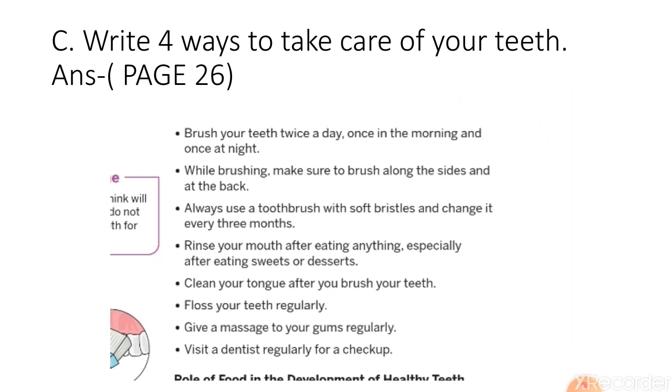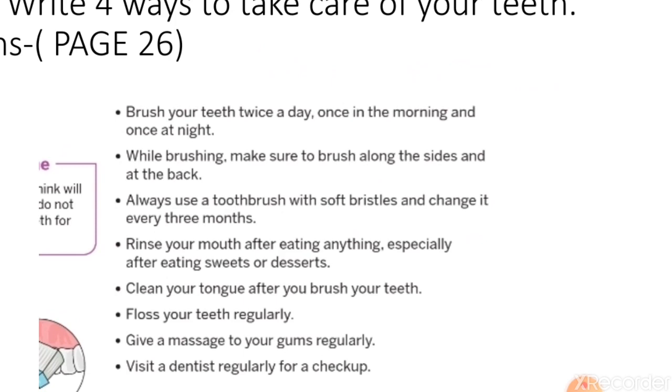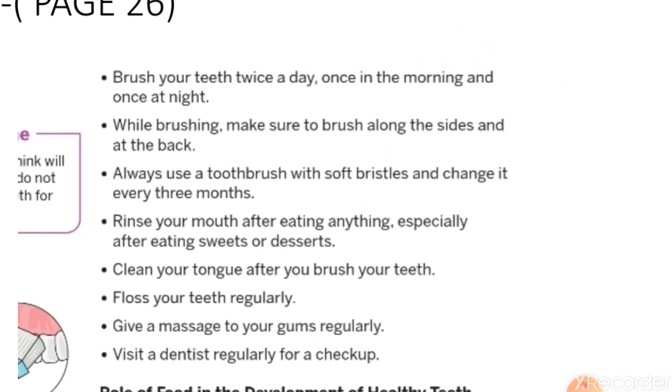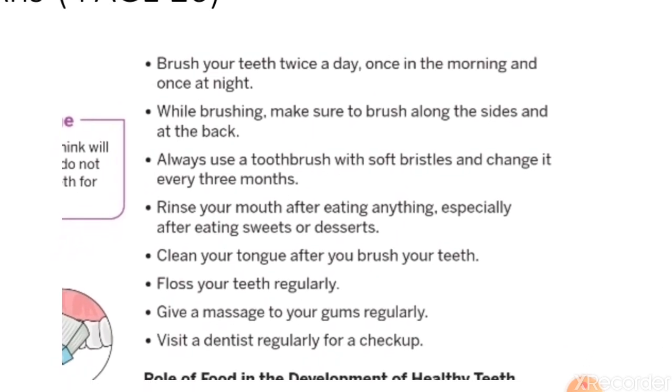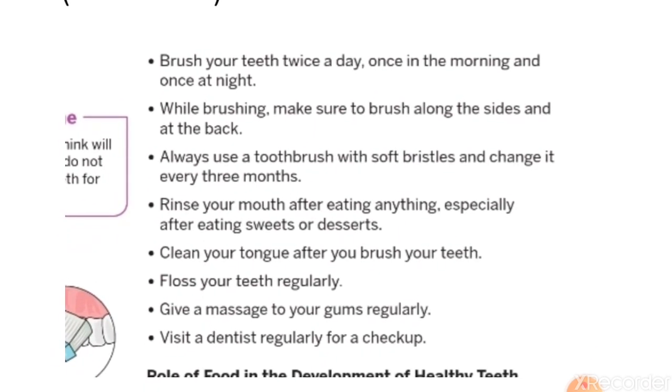Next is, write 4 ways to take care of your teeth. Okay, any 4 ways you have to write, any 4 reasons, by which you take care of your teeth. In your book page number 26 some points are given. You can write from the textbook, like brush your teeth twice a day, once in the morning and once at night. While brushing, make sure to brush along the sides at the back. Always use a toothbrush with soft bristles and change it every 3 months.